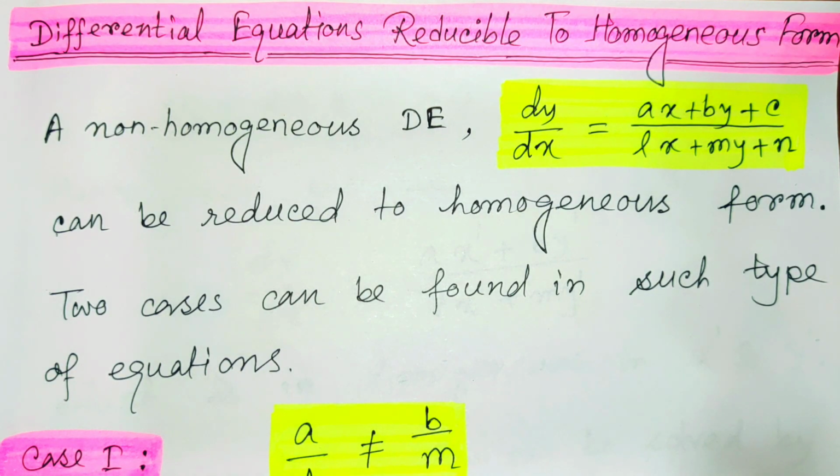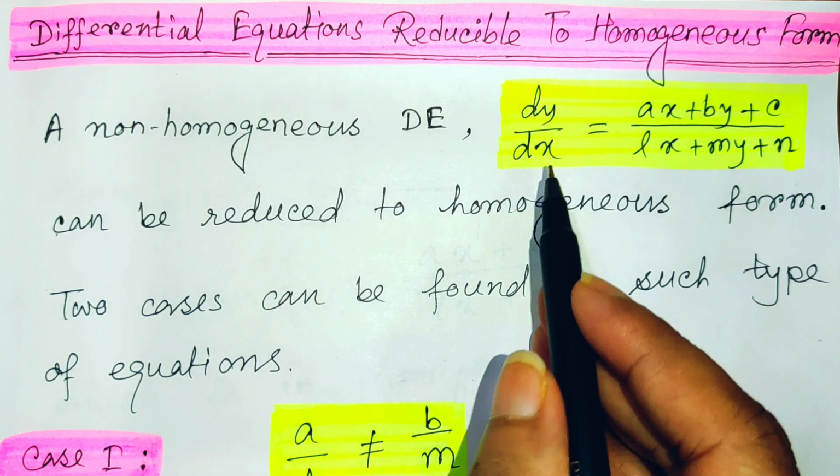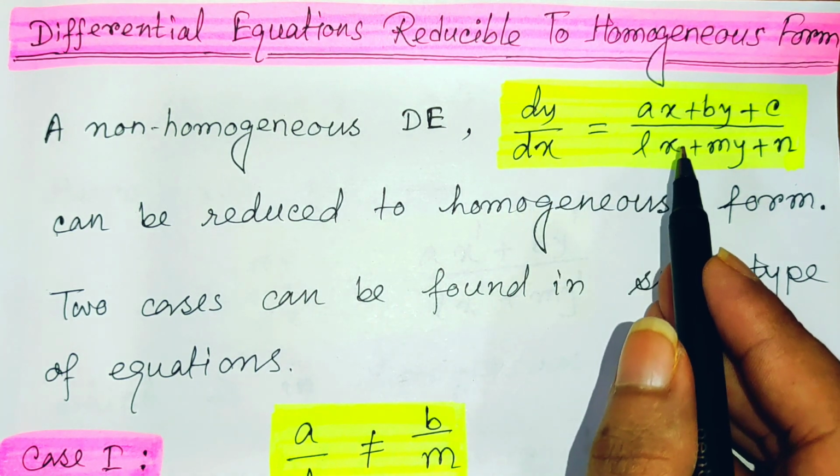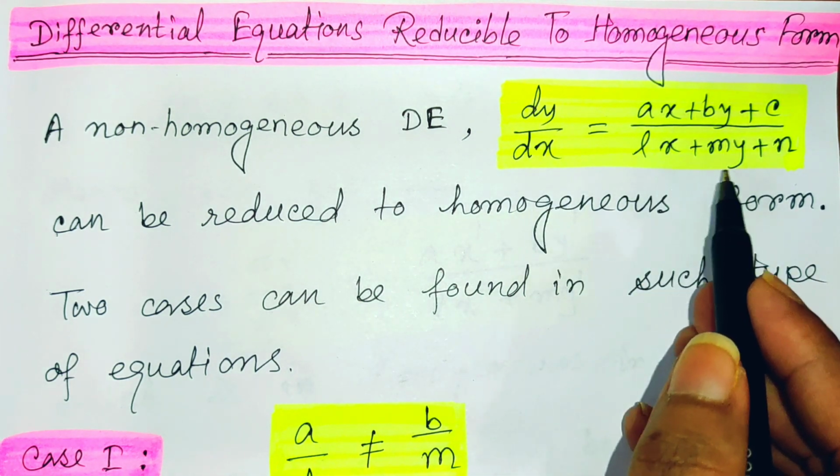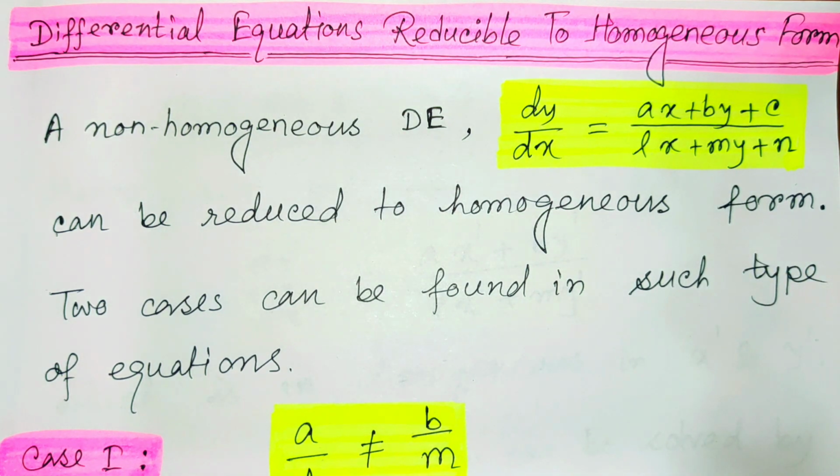In our last video, we came to know about the homogeneous differential equation. In this video, we are going to learn about differential equations which are not homogeneous but can be reduced to the homogeneous form. Such equations are given as dy by dx equals (ax + by + c) divided by (lx + my + n). If the differential equation is in this format, then it is definitely not a homogeneous differential equation. But we can reduce it into the homogeneous form, and after that we can solve it. So how to reduce it, we are going to learn now.